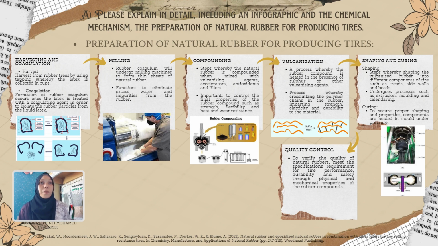Curing is used to secure proper shaping and properties of components heated in a mold under pressure. Quality control is used to verify that the natural rubber meets the specification requirements for the type of performance, durability, and safety through the physical and also mechanical properties of the rubber compound.